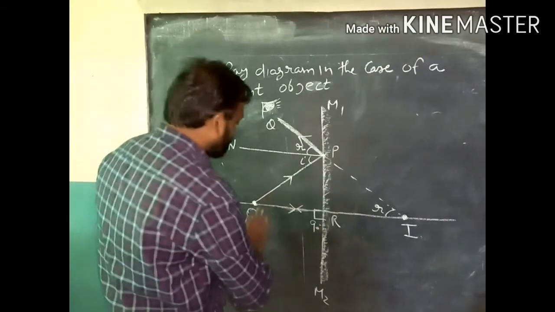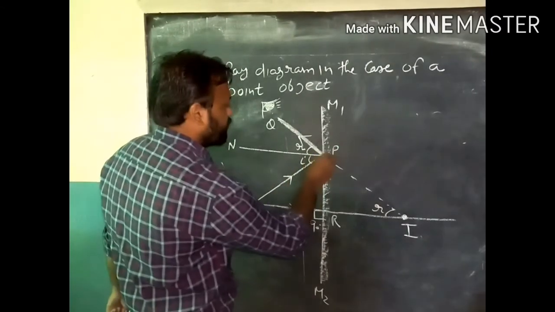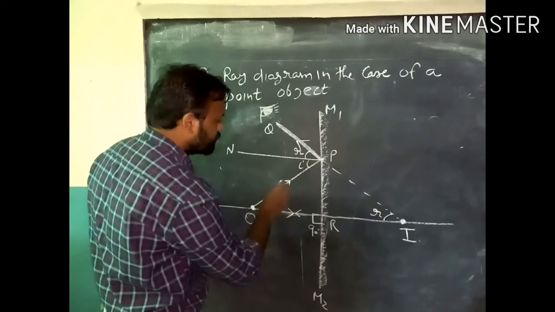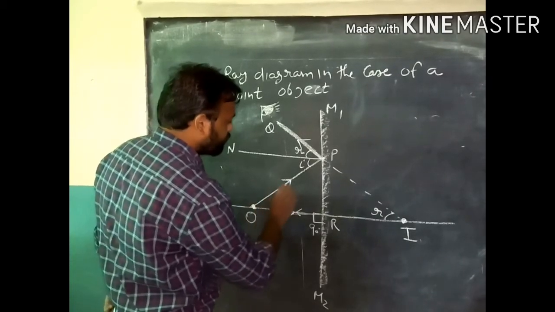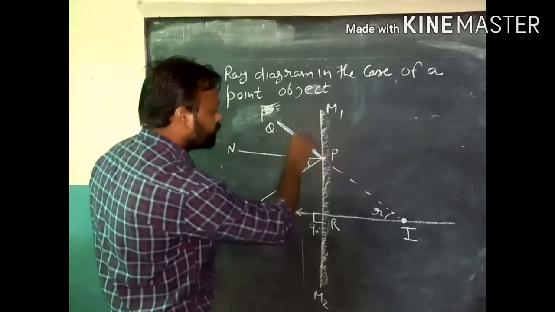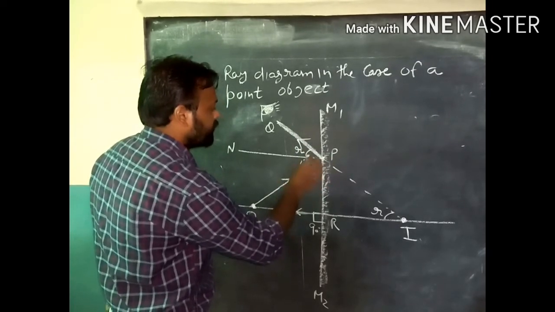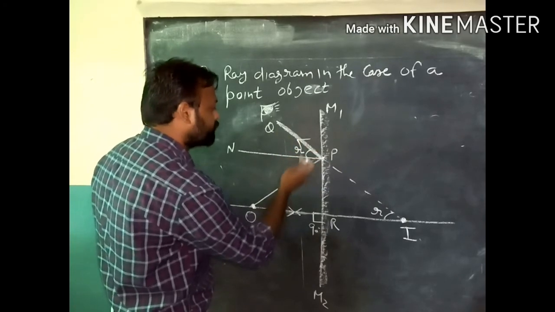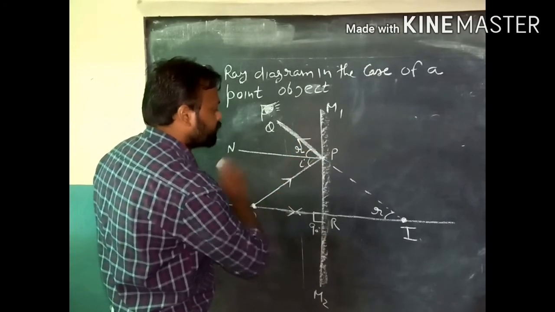Another incident ray is falling at a point P on this plane mirror. You can see OP is an incident ray, and after striking this plane mirror it follows the laws of reflection, meaning it gets reflected by the same angle. The angle of reflection will be the same as the angle of incidence.